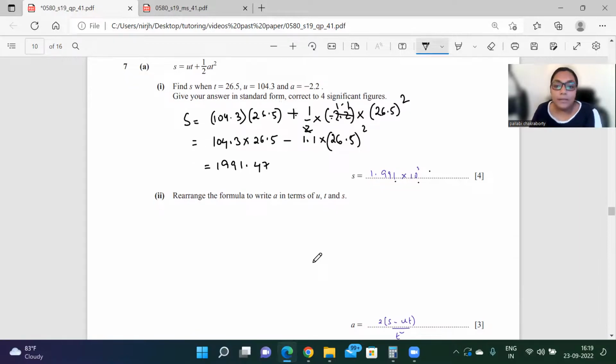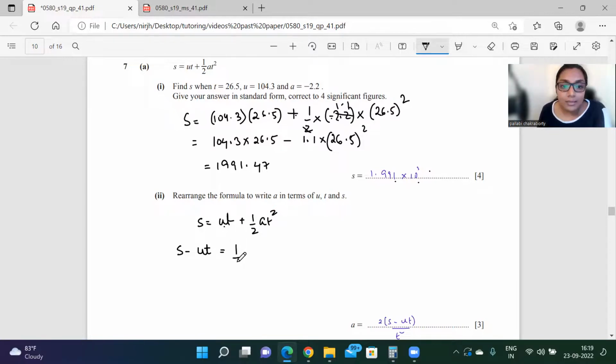Moving on to the next part, which says you have to rearrange the formula to write A. So you have to make A the subject. How do you do that? S is equal to UT plus half AT square. So we will go stepwise here. You take the UT on the other side. When that happens, it becomes S minus UT, right? UT is together, so you will not make any changes between U and T. It will be considered together because they're multiplied together. So this comes out to be half AT square.